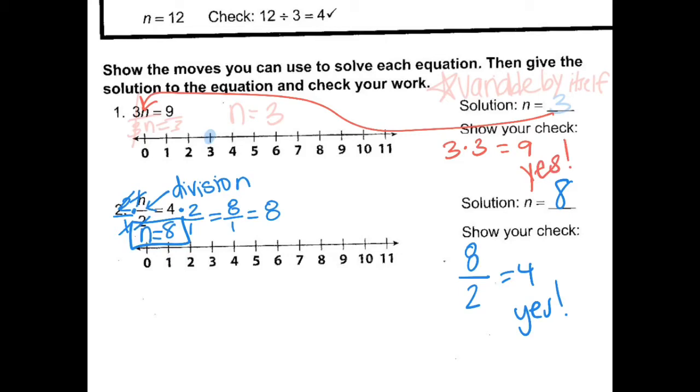All right, we need to graph this n equals 8. It is a positive number, so I'm going to go out to my positive 8 and make my dot. And that was our review for 11.3. Okay, moving on to 11.4, a little bit more difficult.